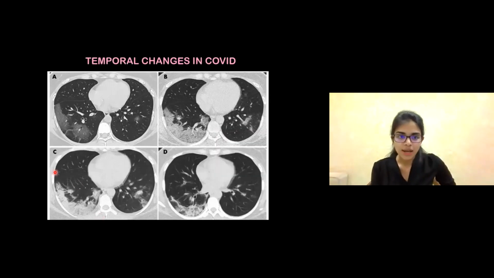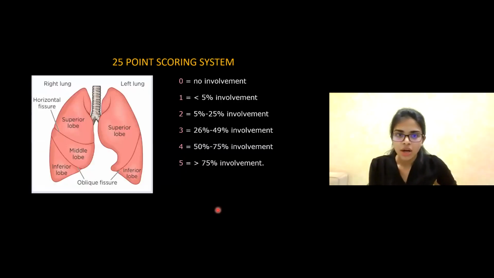For an example, I'm showing you this image where this is the early stage. When it's progressing, you see areas of opacity with crazy paving pattern. Here you see consolidation predominantly in the peak stage, and when it's gradually resolving, you're going to see the subpleural lines, right? Okay. So the final topic today is going to be on the severity scoring.